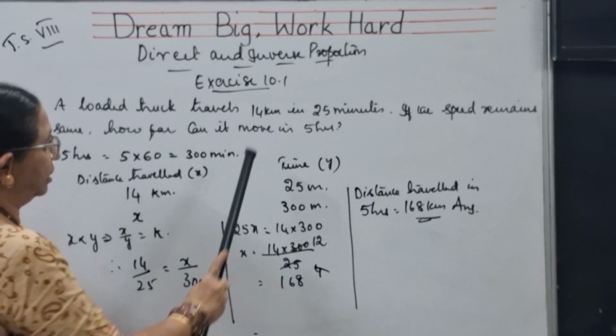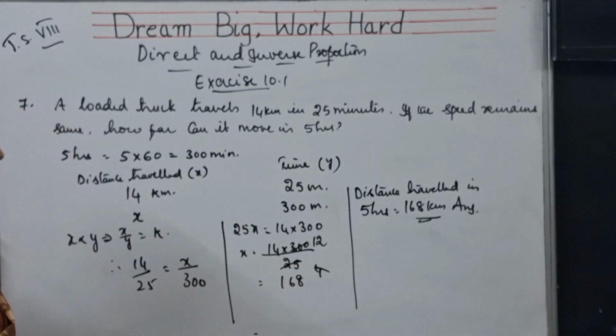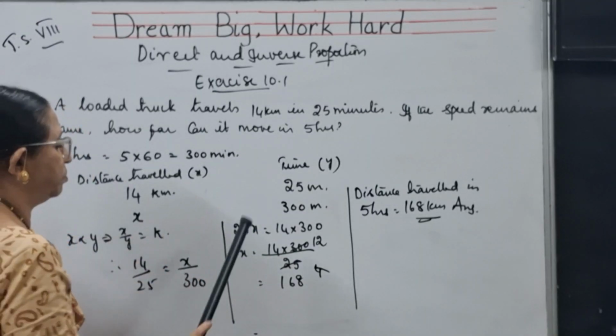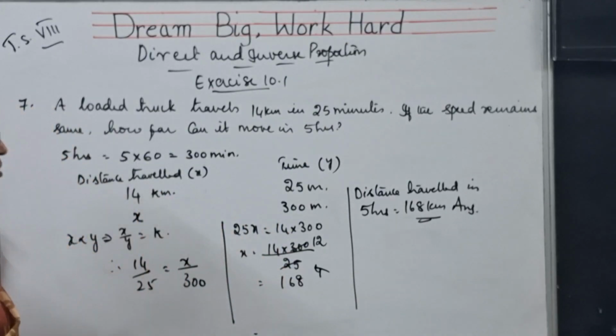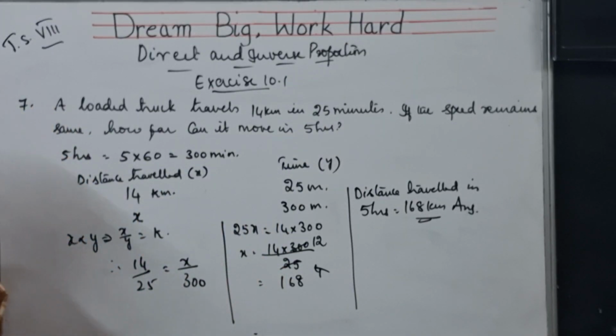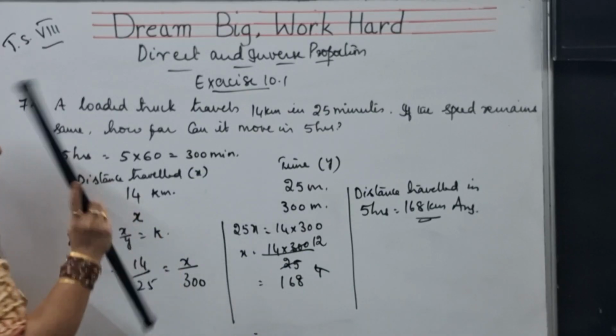Actually, speed, if you take distance in kilometers, should be kilometers per hour only. But in this problem, we can convert either minutes into hours or hours into minutes. Converting hours into minutes is very convenient for you to do the sum. That is why I have converted like this, children. 5 hours means 5 into 60, 300 minutes.